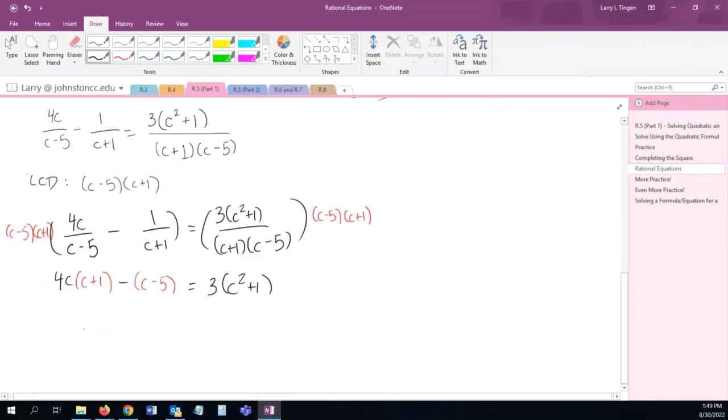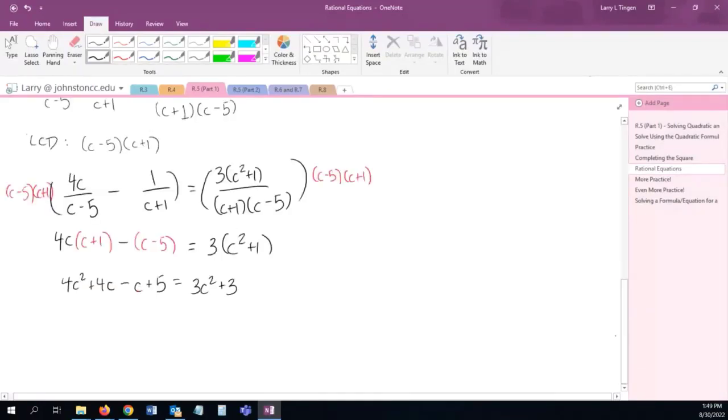Now, distribute on the left. 4c times c plus 1: 4c times c, 4c squared, 4c times 1, 4c, and now this minus is distributed. Notice I put the c minus 5 in parentheses. That was so I made sure that I would distribute the subtraction to both terms. So that's minus c minus negative 5, which becomes plus 5. On the right, I'm going to distribute that 3 back out. Factored it at the beginning just in case it gave me something I wanted, but it didn't.